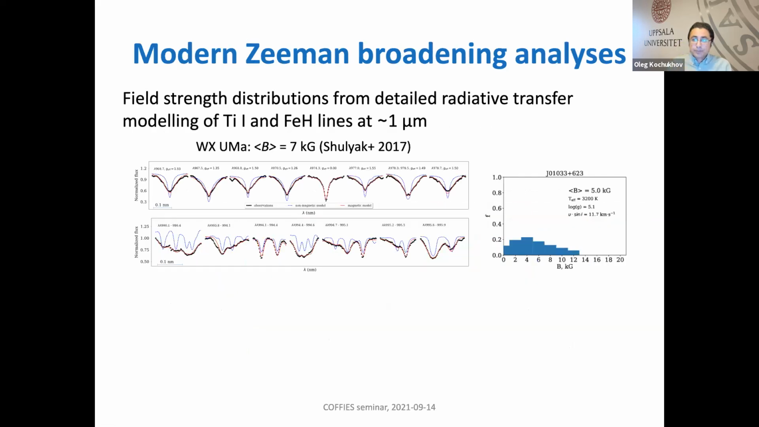But then it turned out that there is a very nice region located close to 1 micron that was largely overlooked by the community. And it was overlooked because this region was affected by telluric absorption lines and considered to be not usable. But modern methods of modeling telluric absorption in stellar spectra are sophisticated enough to allow us to remove very accurately these telluric lines.